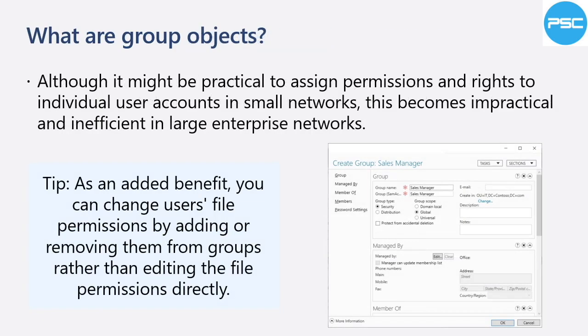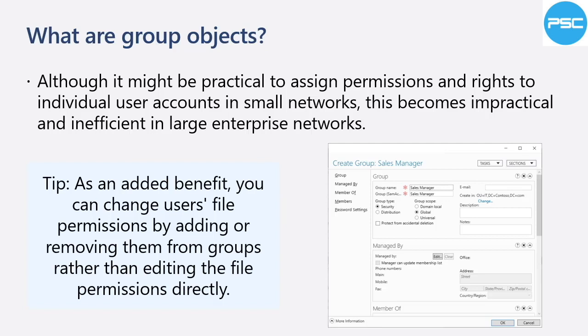Although it might be practical to assign permissions and rights to individual user accounts in small networks, this becomes impractical and inefficient in large enterprise networks. For example, if several users need the same level of access to a folder, it's more efficient to create a group that contains the required user accounts and then assign the required permissions to the group. Best practice is to change users' file permissions by adding or removing them from groups that are assigned permission to files rather than editing the file permissions directly to add and remove the users.